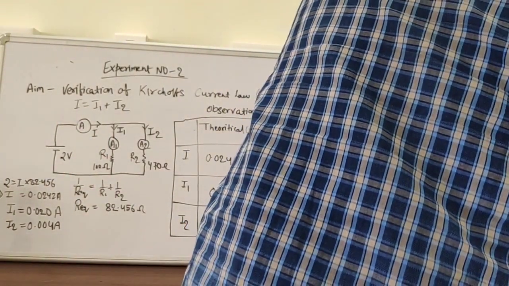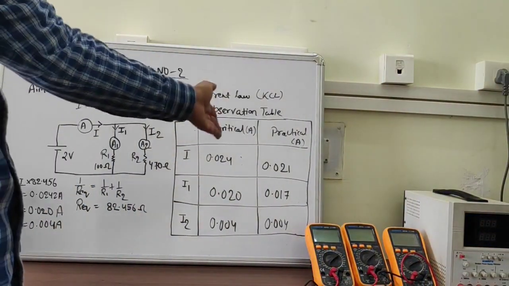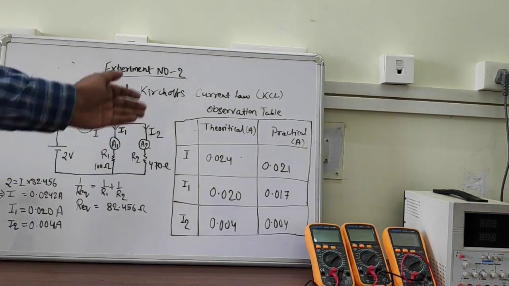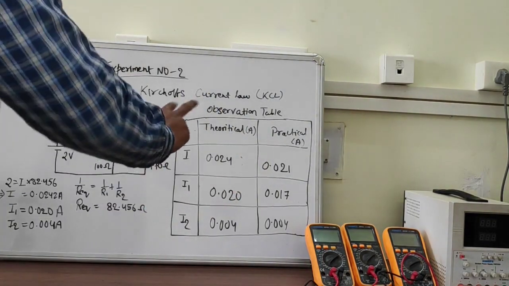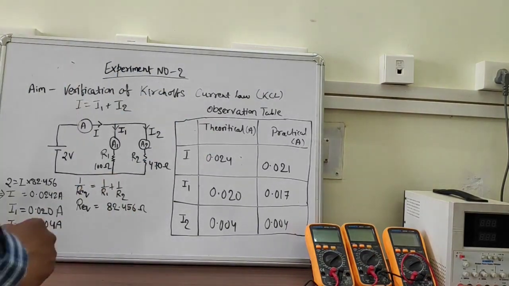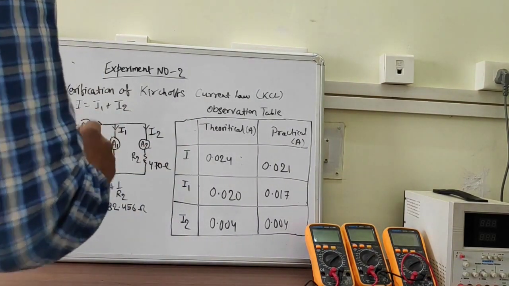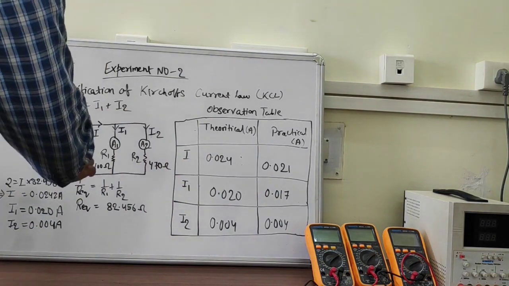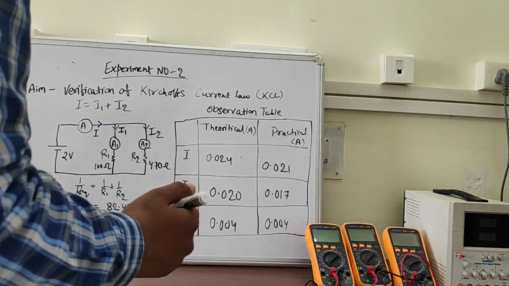I am now going to switch off the multimeters and our DC power source. Now we can see that in both the theoretical and the practical cases, I is equal to I1 plus I2, but there is a little difference between the theoretical and practical readings. What is the reason for this mismatch? The reason is that the theoretical resistance value is not the same as the practical one.